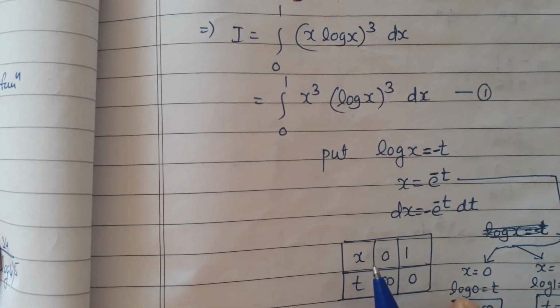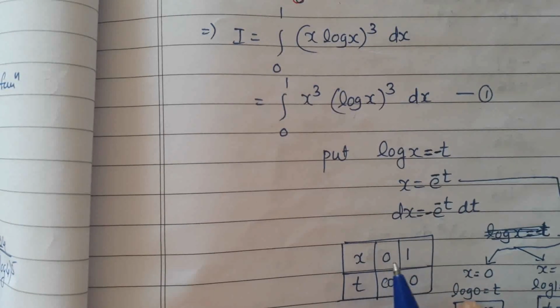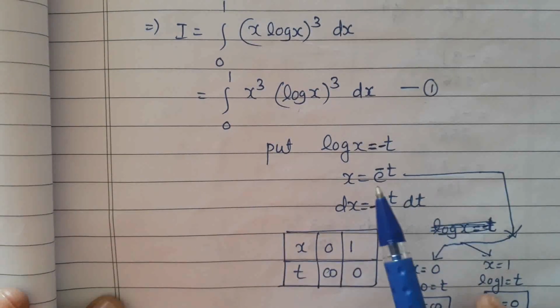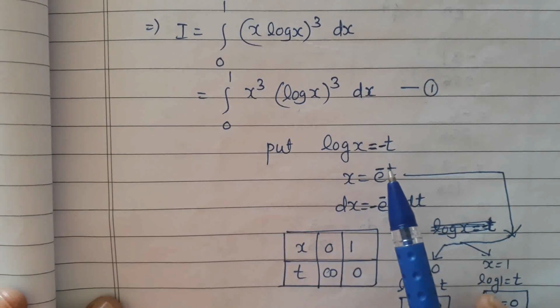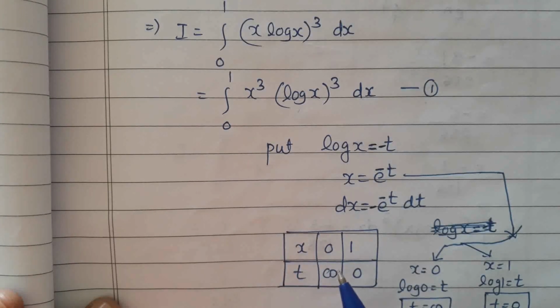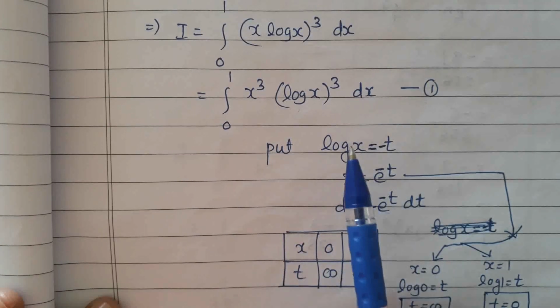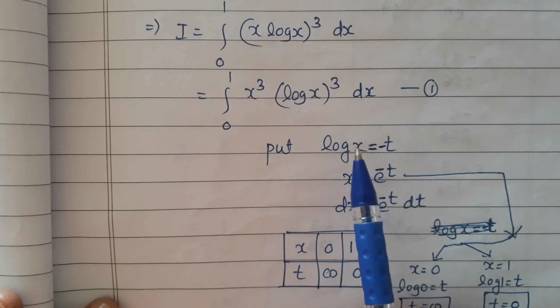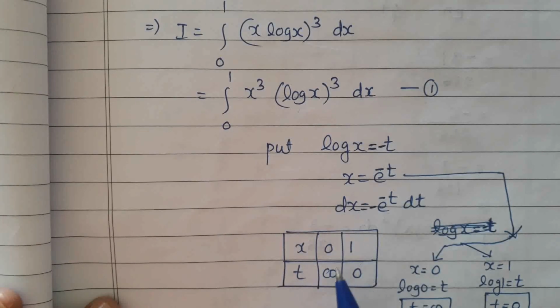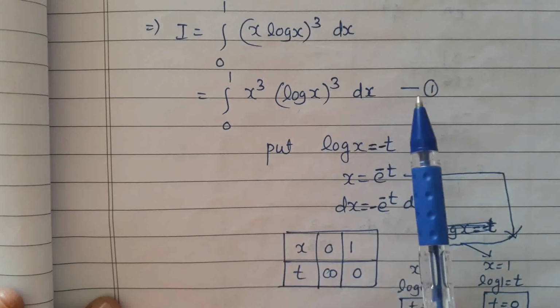The limits for x in the given integral are 0 to 1, so use these limits in the substitution. When x is equal to 0, log of 0 is infinity, so t becomes infinity. When x is equal to 1, log of 1 is 0, so t is equal to 0. So the limit changes from 0 to 1 to infinity to 0. Use all this substitution along with the change in limit in equation number 1.